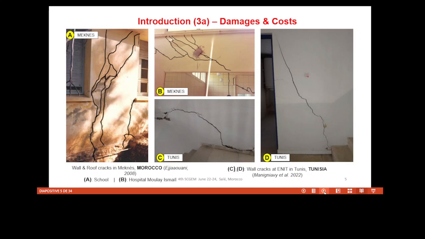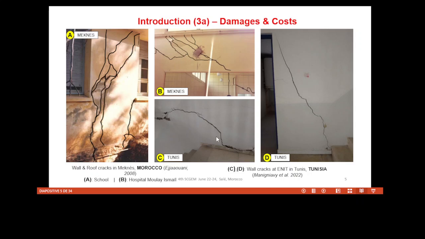The damages and occasional costs. We have chosen two case studies. The first in Morocco. The first case study is School A in Meknes, and the second is the Hospital of Moulay Ismail. And for this Moroccan case study, we can observe wall and roof cracks.